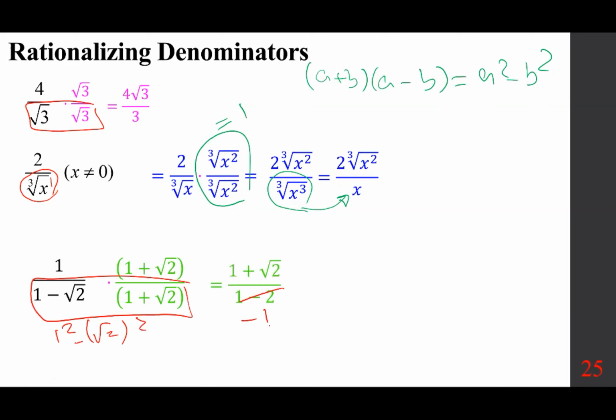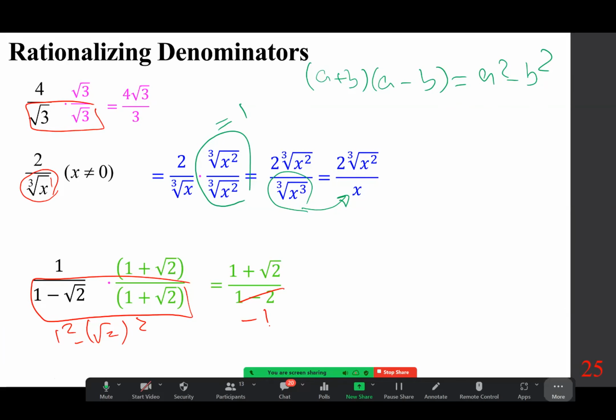So if you have 1 plus square root of 2 and you're dividing it by -1, you are doing what? You are changing the sign. You get -1 minus square root of 2. And that's all there is to it.